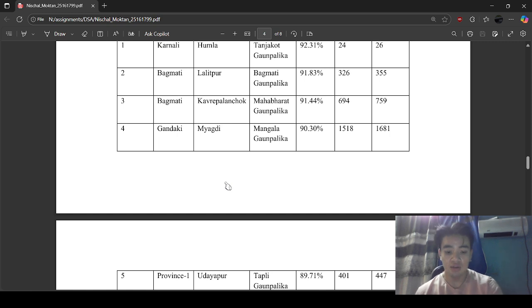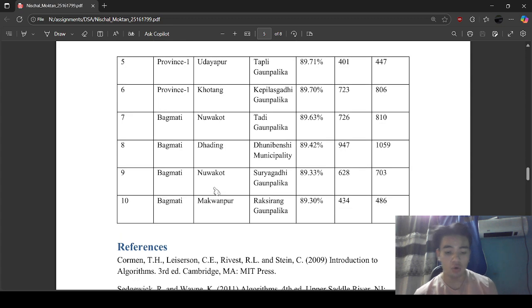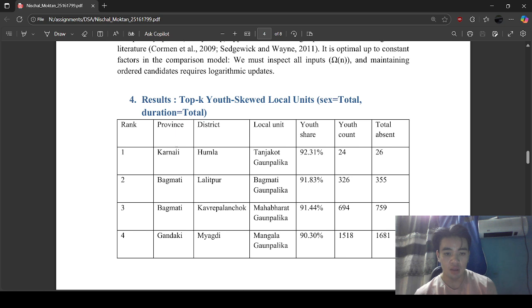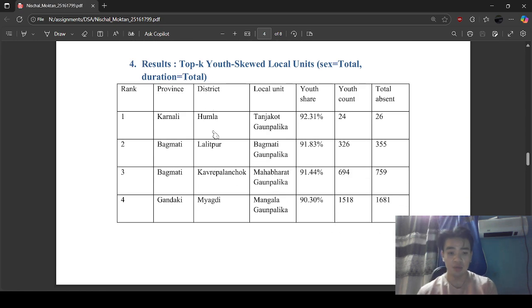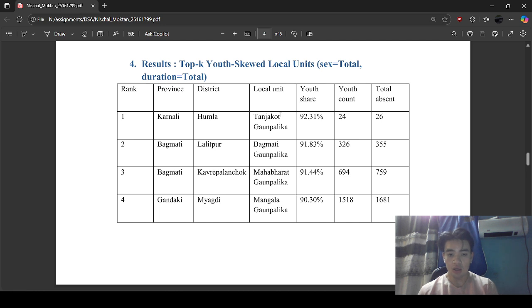So, what does the result say? This is the top 10 youth-skewed local units, given sex and duration. For example, Tanja Court Gaupalika, a local unit located in Humla in Karnali, has a youth share of 92.31%, where 24 of 26 were aged between 15 and 34.